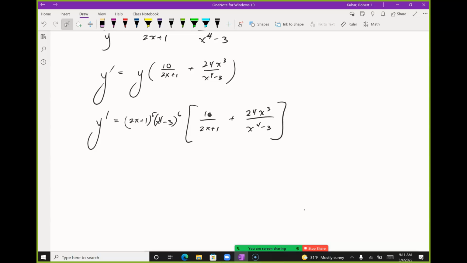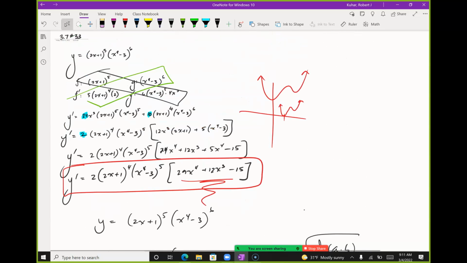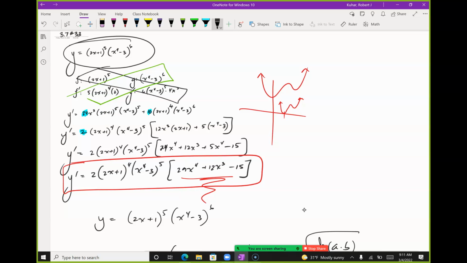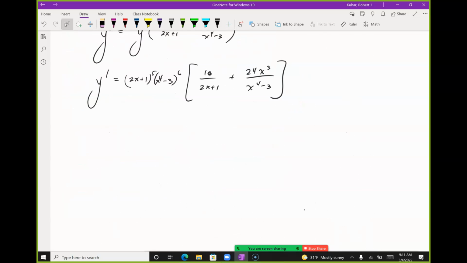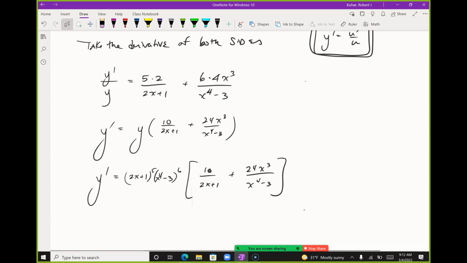And they became to the power of 5 and 6 because you... That's the original problem. That's okay. Yep, yeah. So I keep going. I will end up with the same exact answer.